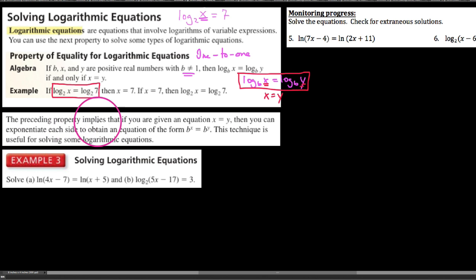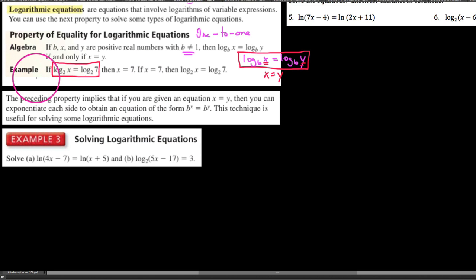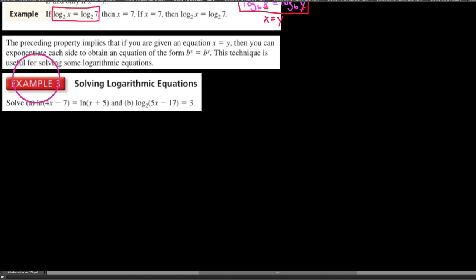The preceding property implies that if we're given an equation x equals y, then we can exponentiate each side to obtain an equation of the form b to the x equals b to the y. This technique is useful for solving some logarithmic expressions. I'm going to list these out here in text form, because I know my handwriting is going to be really bad. We'll get this in a lot faster.